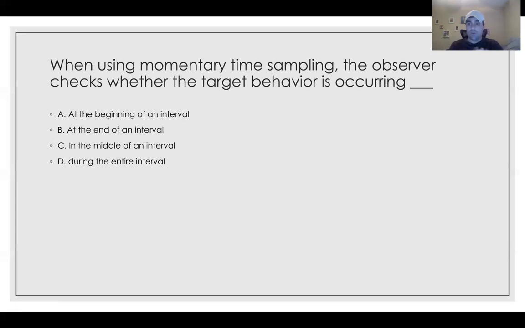Partial and whole, we're looking at that entire interval. Partial, if it happens at all. Whole, it has to happen the entire time, but we're observing the entire interval. Momentary, we're only observing the very end of an interval. It's on a timer, so every 5 minutes you're looking up. So when you're using momentary time sampling, the observer checks whether the target behavior is occurring at the end of an interval.